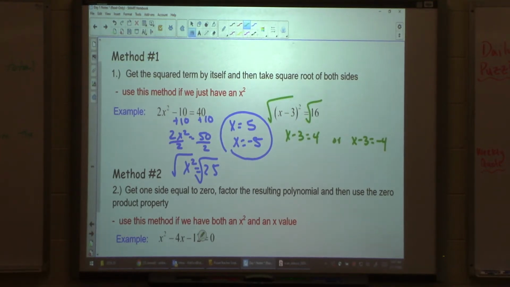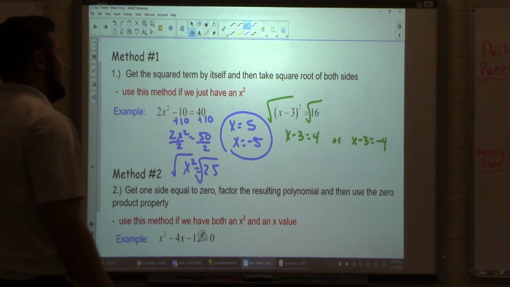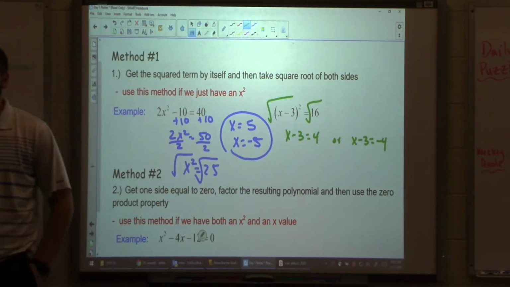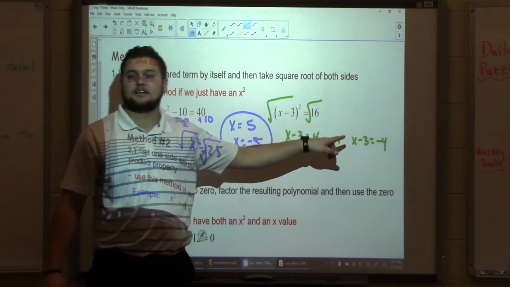I take what's under that radical and that square piece and set it equal to both 4 and negative 4. Yes, sir? Did you say plus and negative the number or no? For this one, I would accept plus or negative 5. But for this one, we're going to get 2 separate answers. We're not going to be able to use that.